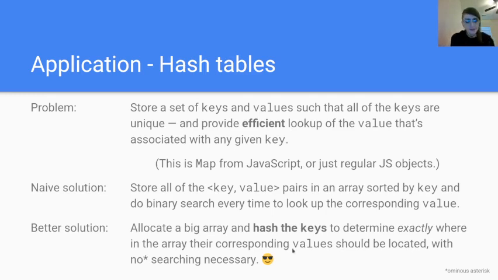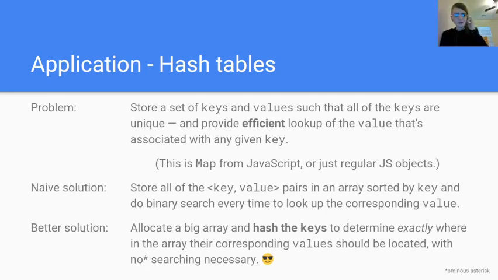A better solution, if we know about hash tables, is to allocate one big array and then hash the keys of everything we put in the array to determine exactly where in this array we're going to put the values. So now we've hashed some key and put it at the corresponding spot. Hash another key and put it in the corresponding spot. And now if we want to look up one of these keys, we just hash it and we know exactly what spot to go to. We don't have to search around. We know right where it goes.